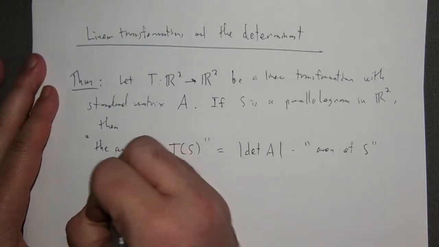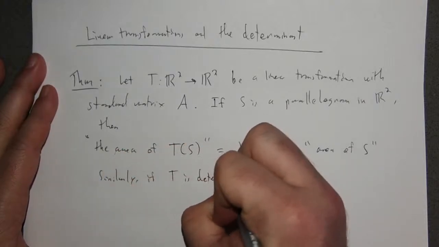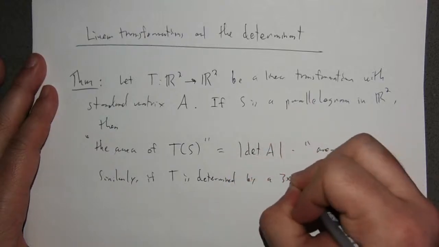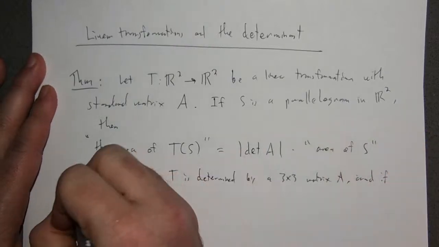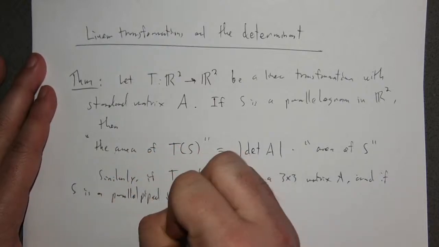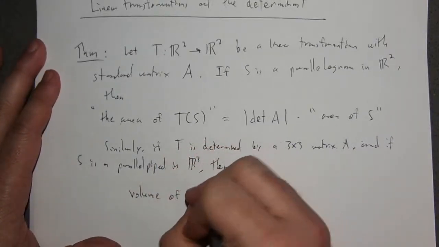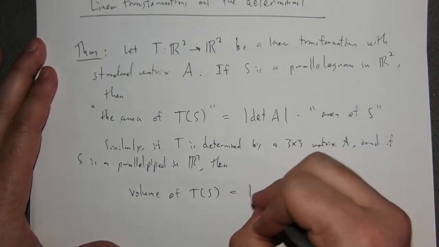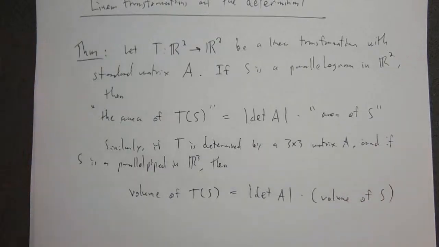Similarly, if T is determined by a 3 by 3 matrix A, and if S is a parallelepiped in R3, then the volume of T of S is equal to the absolute value of the determinant of A times the volume of S. I'm not going to give the proof for why this is, but this is a nice fact.